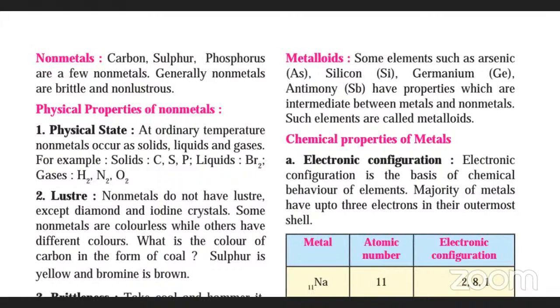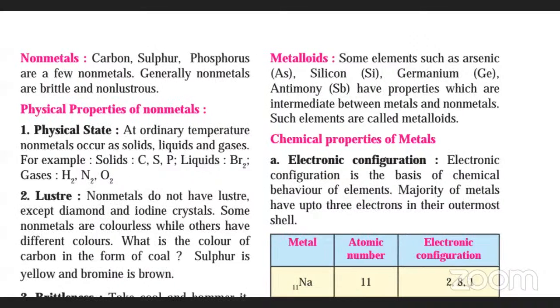Now next is the chemical properties of metals. Here we need to study about chemical reactions. In chemical properties, we need to study chemical combinations, means how these metals are chemically combining with other elements to give a new compound. So electronic configuration. What is electronic configuration? What do you understand by electronic configuration?